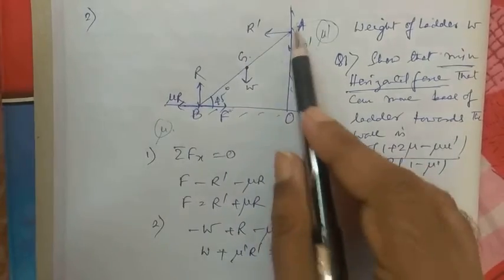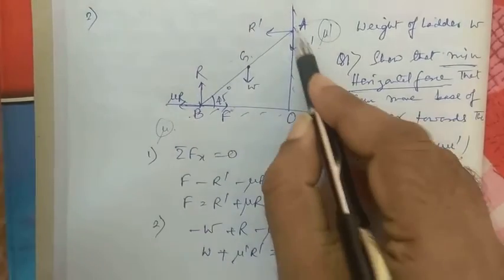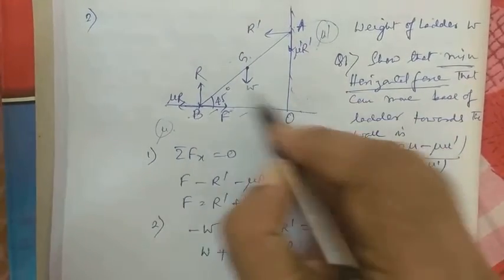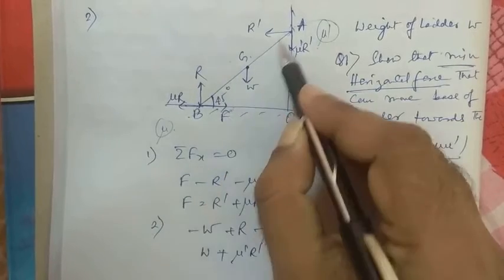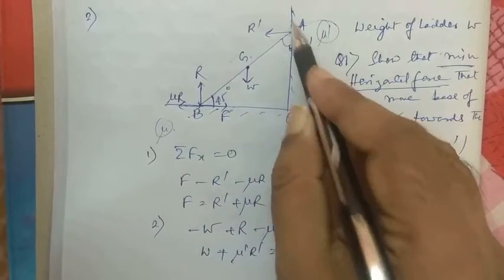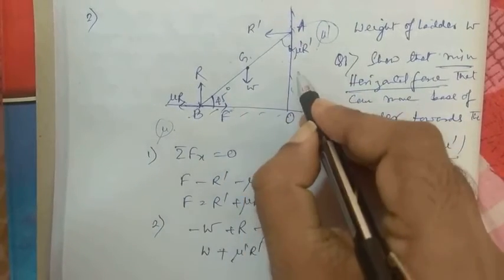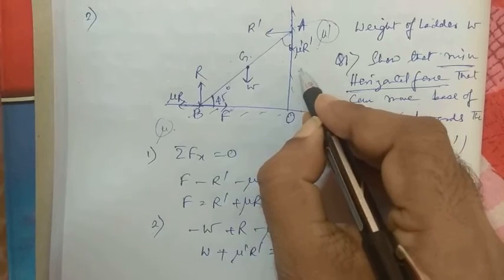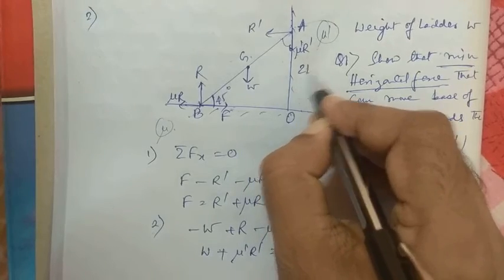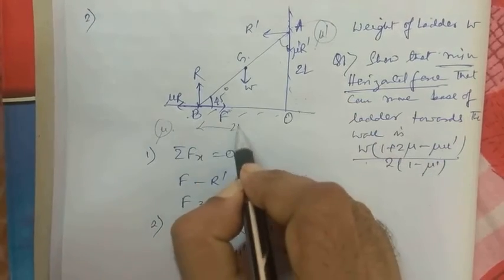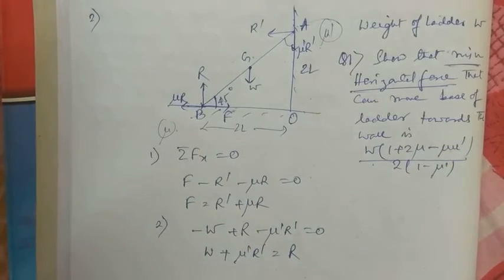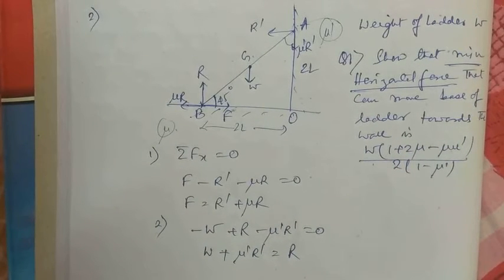Let the points be A, O and B. Now AO is equal to OB, because this angle is 45 degrees, this will also be 45. That means AO is equal to OB. Let us take this line, BO, to be 2L. So we have to find the moments of this ladder with respect to point B.